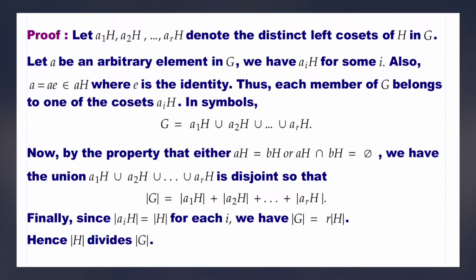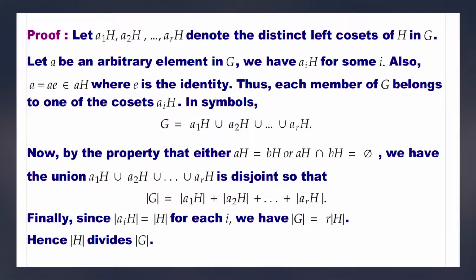Let A1H, A2H, and so on up to ARH denote the distinct left cosets of H in G. Let A be an arbitrary element in G. We have A in AiH for some i. Also, A is equal to AE in AH, where E is the identity. Thus, each member of G belongs to one of the cosets AiH. Now, G is equal to A1H union A2H union and so on union ARH.